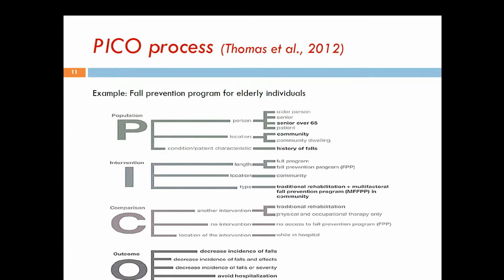Okay, and the intervention, what do we do? There are so many types, and the group decided traditional rehabilitation plus multifactorial fall prevention program. There's a program that's well established, so they decided to use this one, compared to traditional rehabilitation program, okay? And outcome, decrease incidence of falls and avoid hospitalization. Okay, so these are the questions, these are the outcomes that we had in mind. Not yet to derive an intervention yet. This is to ask the question, these are the framework.